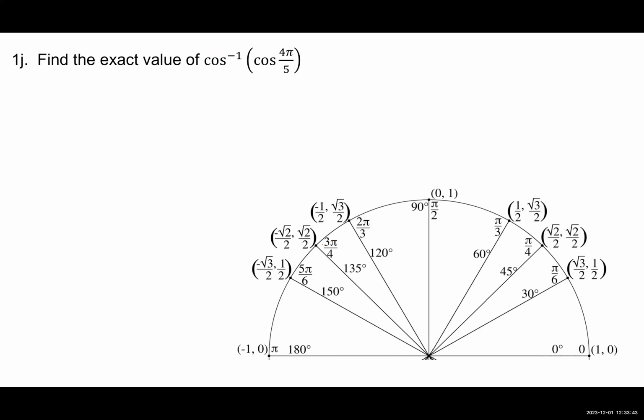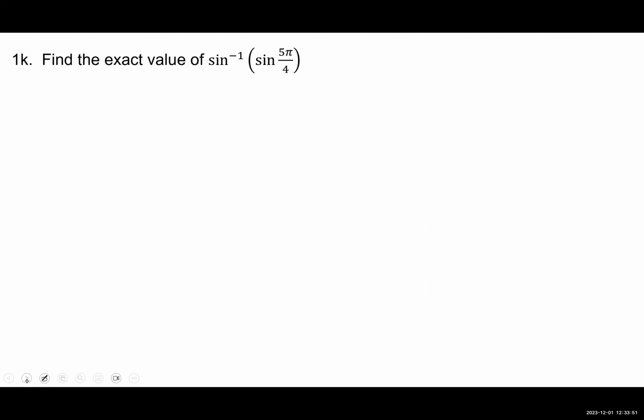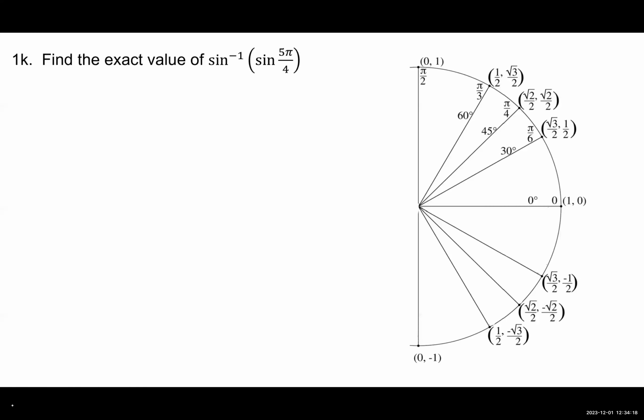Four pi over 5 will be somewhere over here, and that's in the top half of the unit circle. But now let's look at a problem here. The sine inverse of the sine of 5 pi over 4. I'll tell you right now, we can't cancel and say this is equal to 5 pi over 4. This one does not work. We're talking about the sine inverse, so we go to the right side of the unit circle.